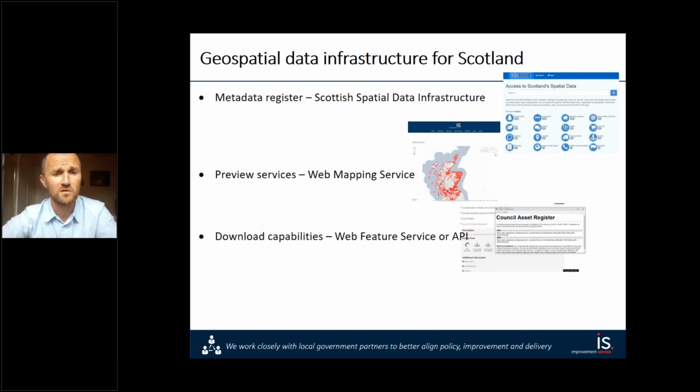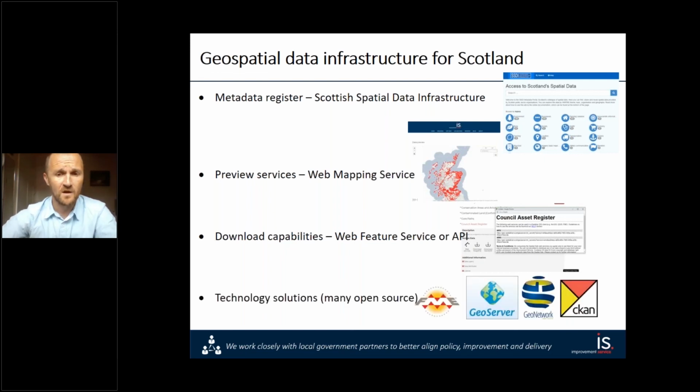But then we also provide the download capabilities, what we call the web feature services or the APIs that enable people to get hold of the data and start doing clever things with it. And what we've done is we've used a range of technology solutions, most of them open source technologies that enable us to manipulate this data and make it more useful for the entire data community.